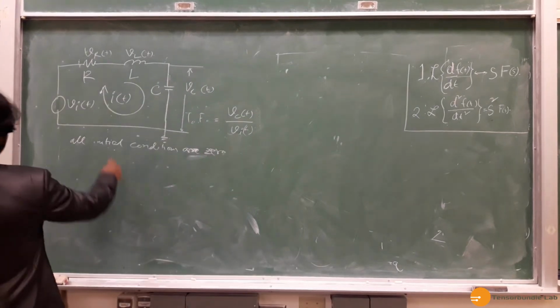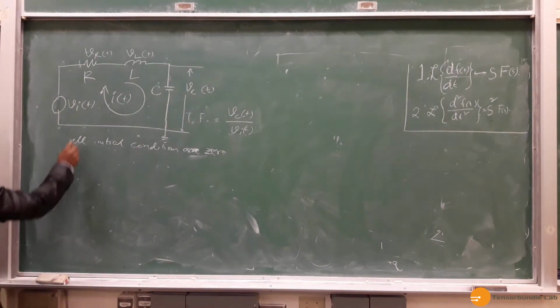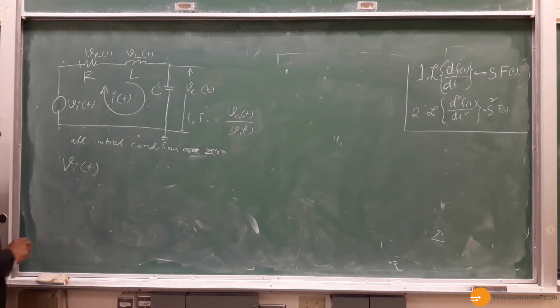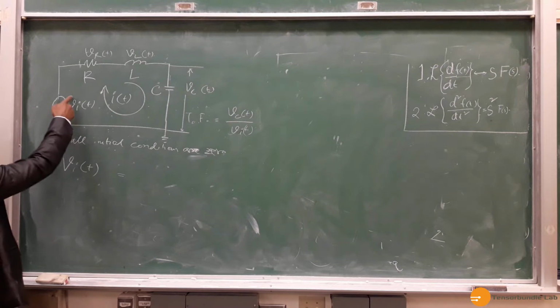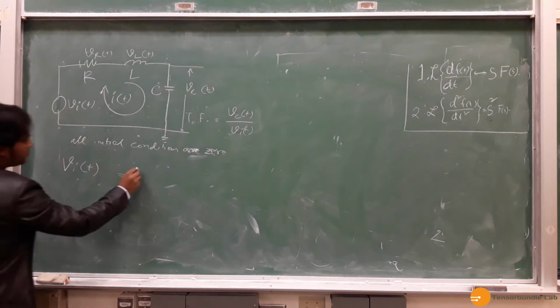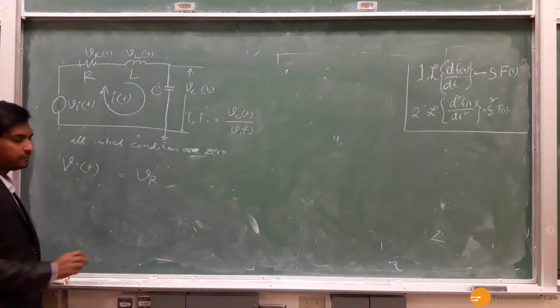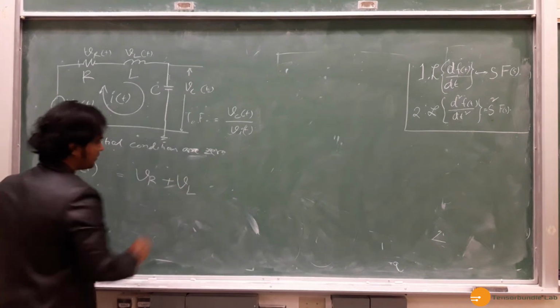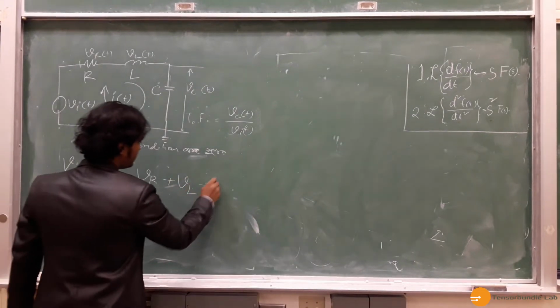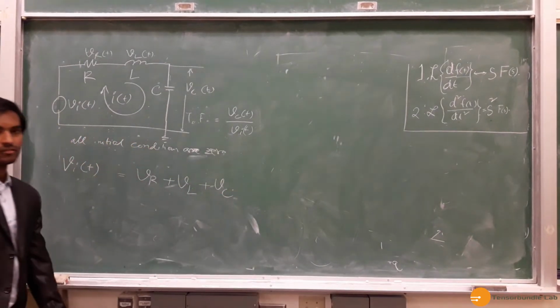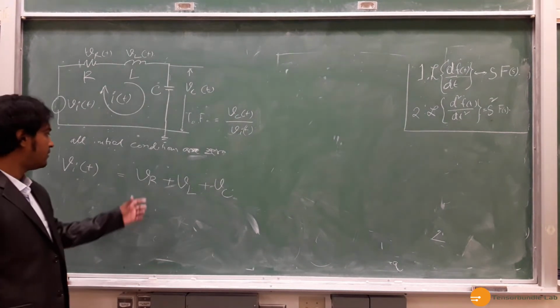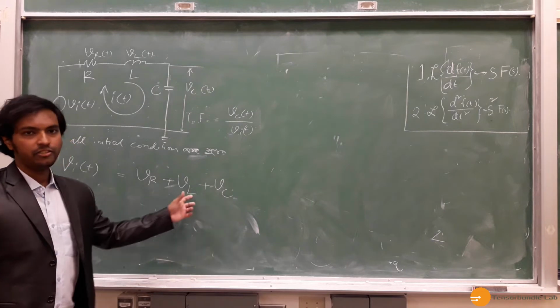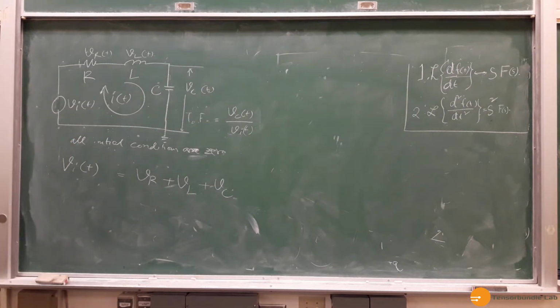Now we are ready to write the KVL for this loop. So the voltage rise is equal to the voltage drop. This is the KVL, right? So V of I(t), which is the source voltage, is equal to the voltage across the resistor plus the voltage across the inductor plus the voltage across the capacitor, according to the KVL. Now we can further simplify each component of this expression.